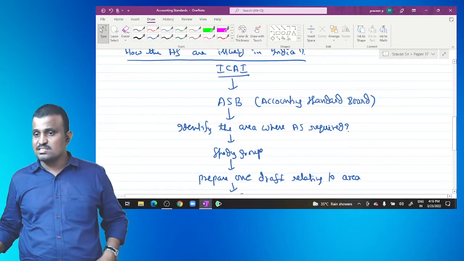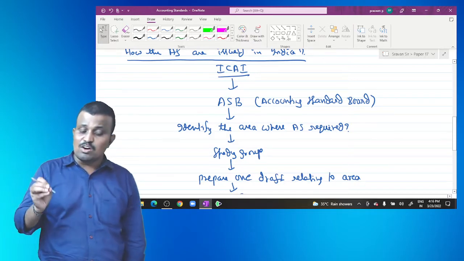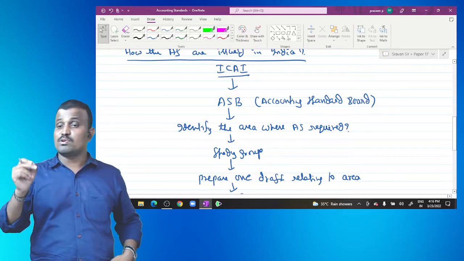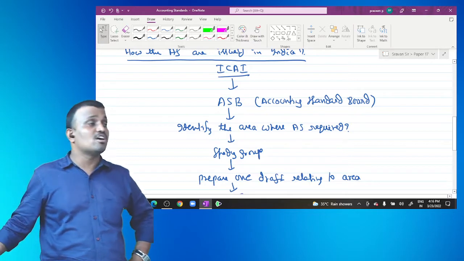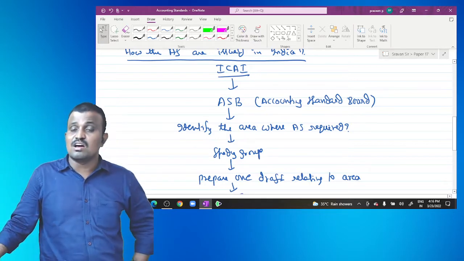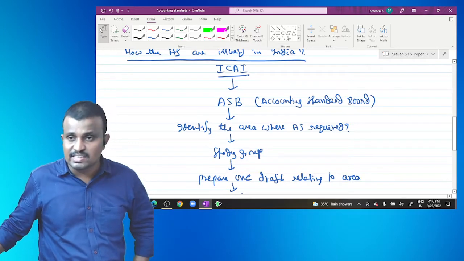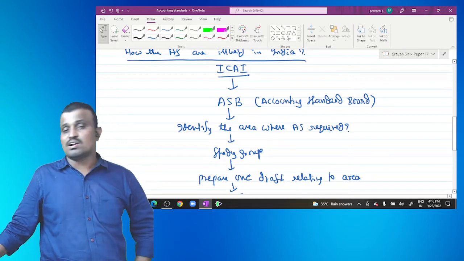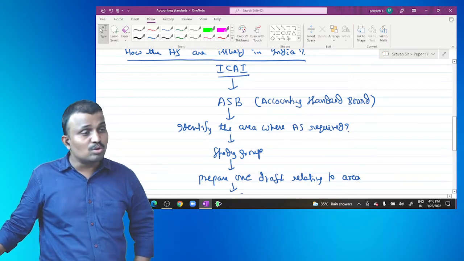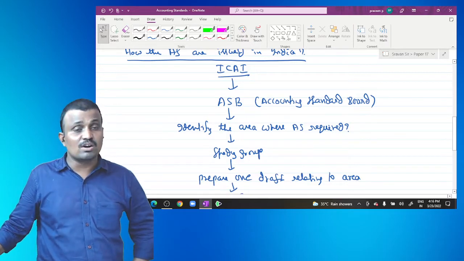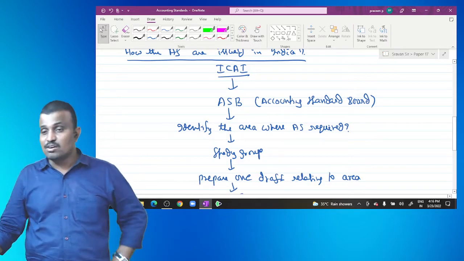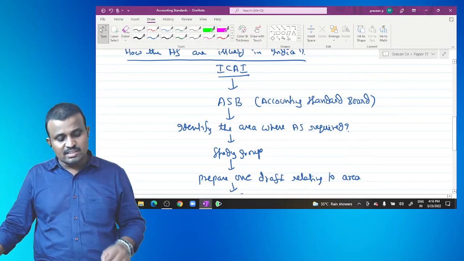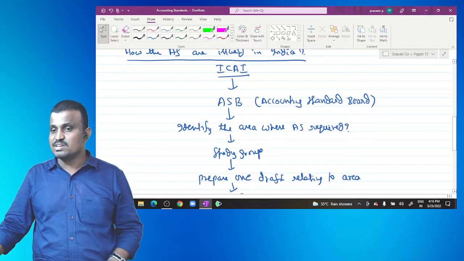Generally, accounting standards issued by ICAI are applied to non-corporate entities. If the accounting standards are required to be applied to corporate entities, they have to obtain approval from the MCA or Companies Act 2013. Then those are said to be notified accounting standards. So this is how the accounting standards are implemented in India.